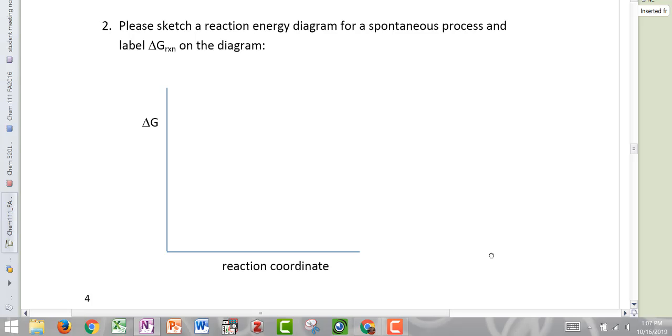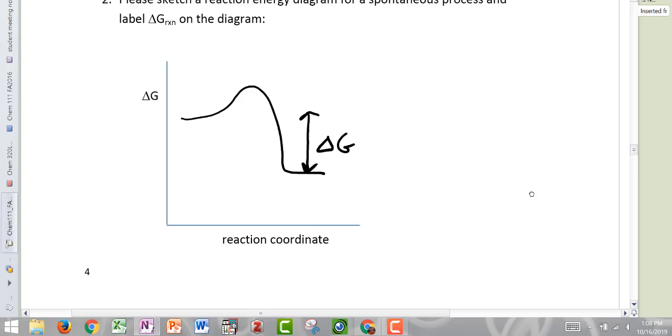What do we do? So tell me then. What's more stable if a reaction is spontaneous? Reactants or products? Products are more stable because they're spontaneously formed. All right, we'll do that next week.